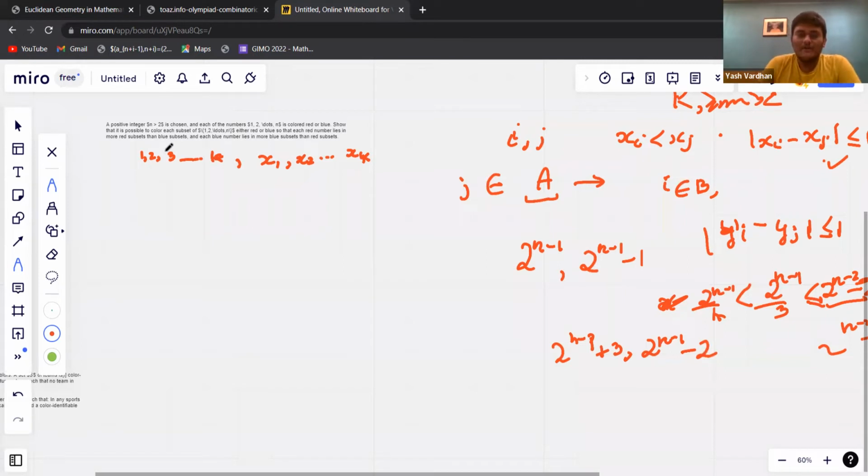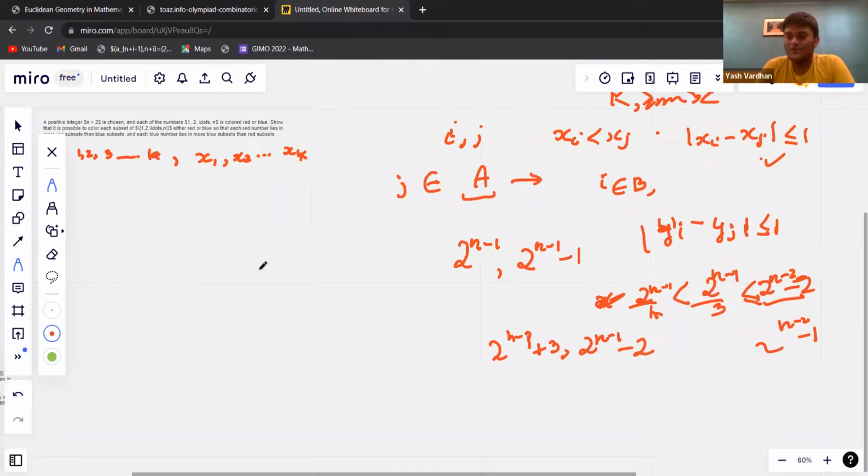So now you're considering all the subsets, and a subset which has even length, you're coloring it red, and a subset which has odd length, you're coloring it blue. So each element belongs to 2^(n-1) subsets, and it also belongs to an equal number of odd numbered subsets, and an equal number of red subsets. So it is in 2^(n-2) red subsets till now, and 2^(n-2) blue subsets.